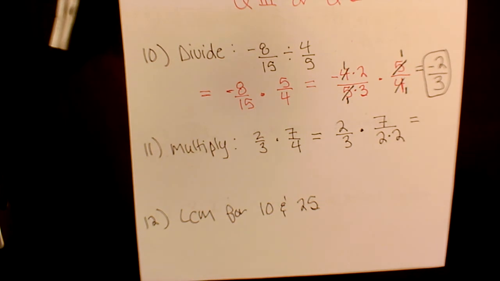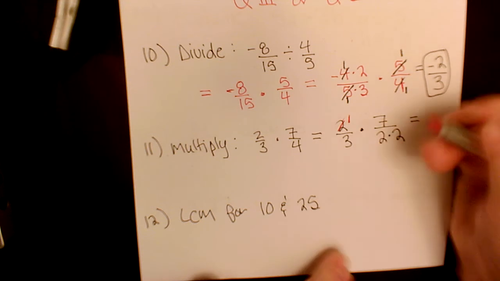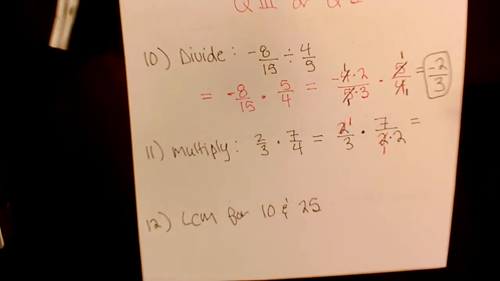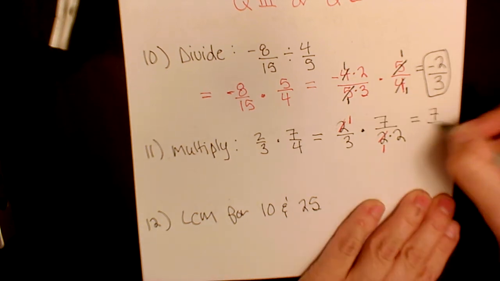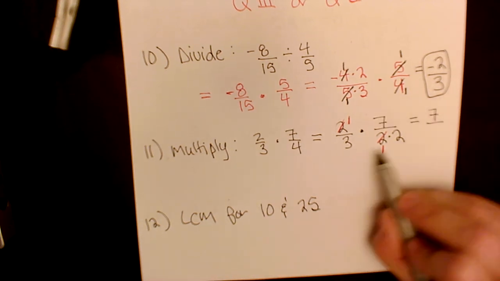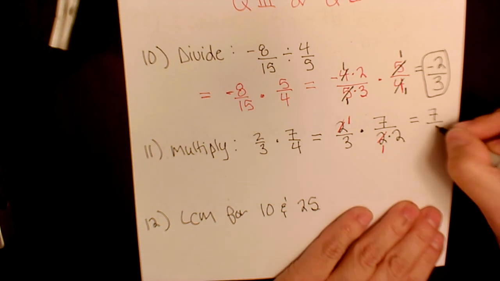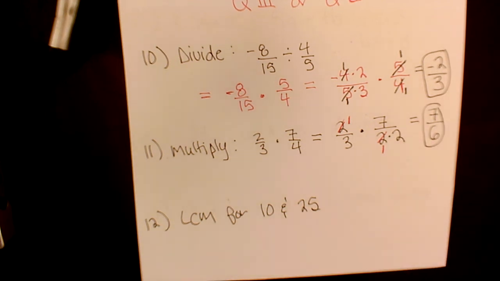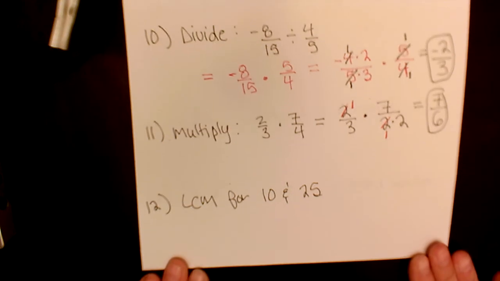And so I can cancel. Remember, I can cancel up and down and diagonal. And I don't think there's anything else I can cancel. So 1 times 7 is 7. And on the bottom I've got 3 times 1 times 2, which is 6. So the answer for 11 is 7 over 6. So whenever you can break down the fractions and cancel, definitely do that. It'll make your problem a lot easier.